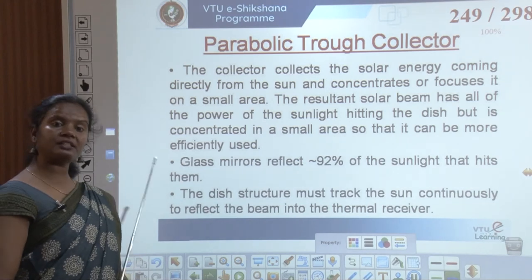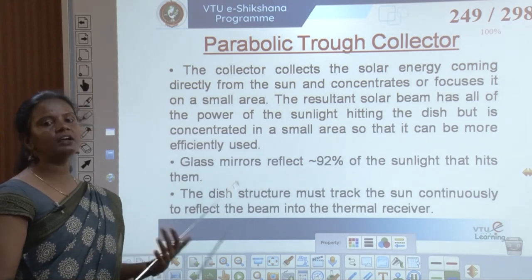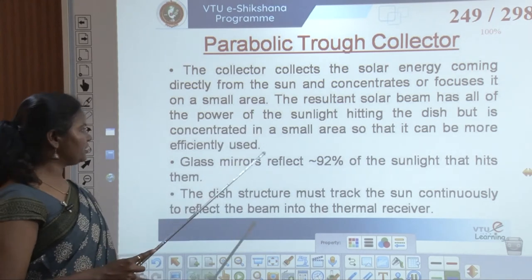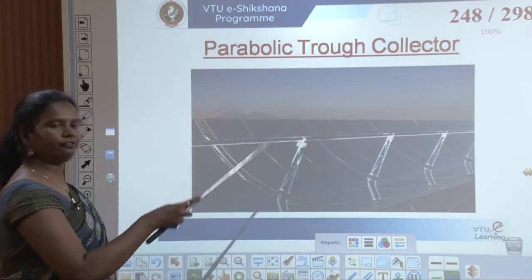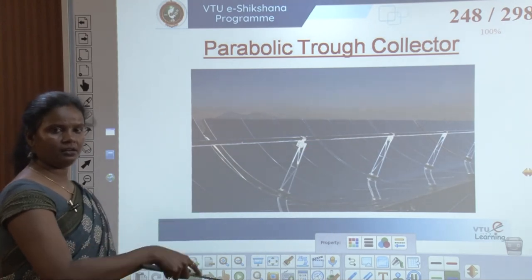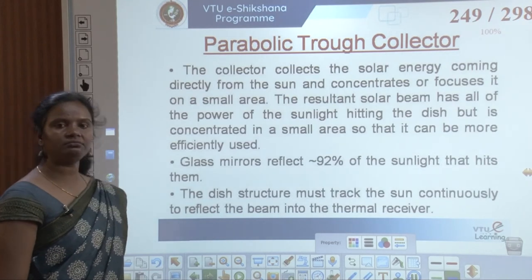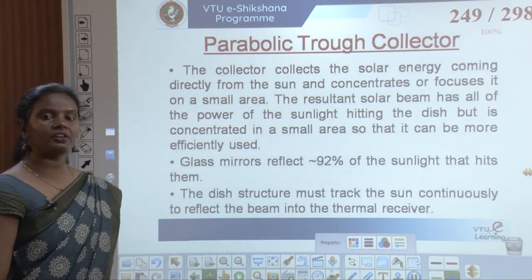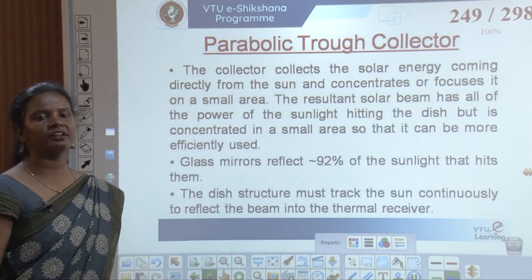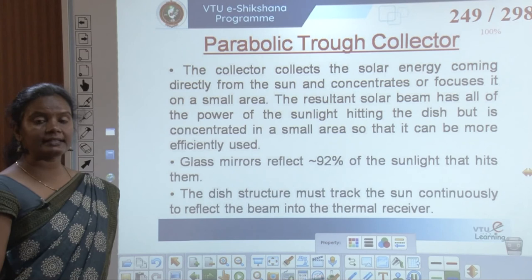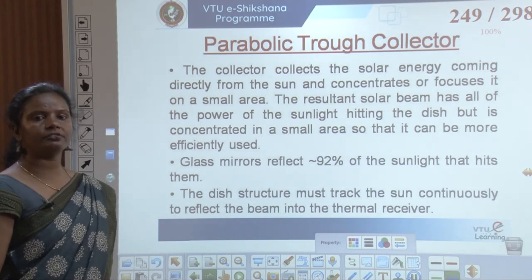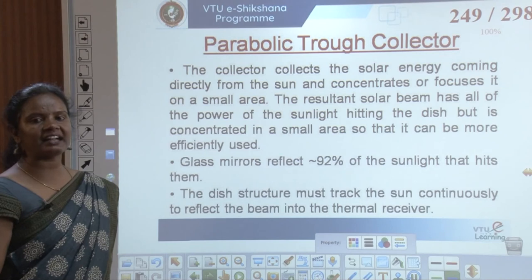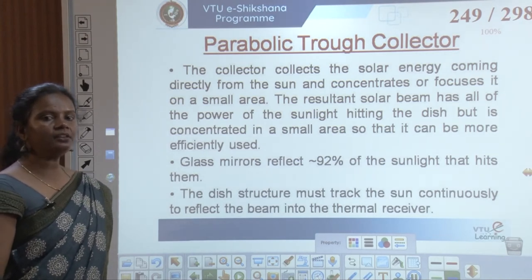They use glass mirrors in a concave surface. Glass mirrors reflect 92% of the solar energy that hits them. So the solar energy which is received here, 92% is reflected because of the shape. But what is the use of this? The collector collects the solar energy coming directly from the sun and concentrates it on a smaller area. The resultant solar beam has all of the power of the sunlight hitting the dish, but it is concentrated in a smaller area. So the dish structure must track the sun continuously to reflect the beam into the thermal receiver.